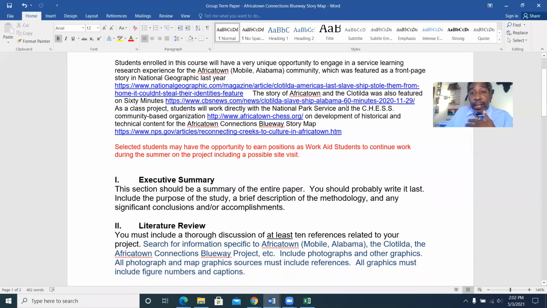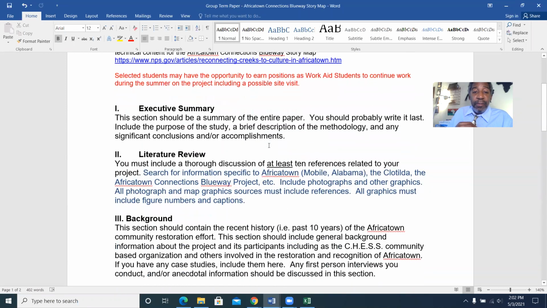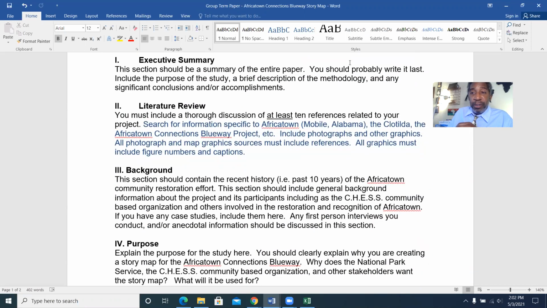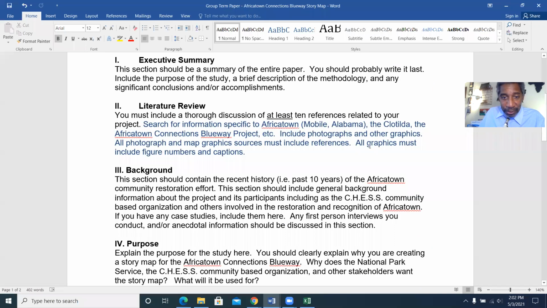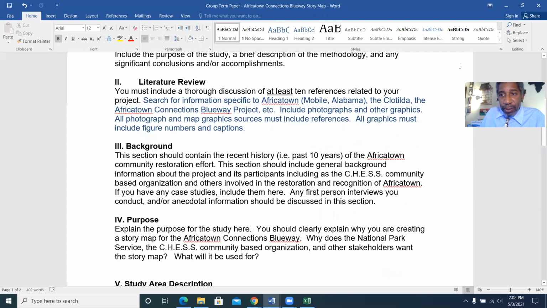So you'll write a paper collectively as a class. Everybody gets the same grade on this paper. But you will first start off with a literature review. This isn't on the page, so if you're looking for it, I'm still working on it. I'll be done with it later on today. So you start with the literature review.